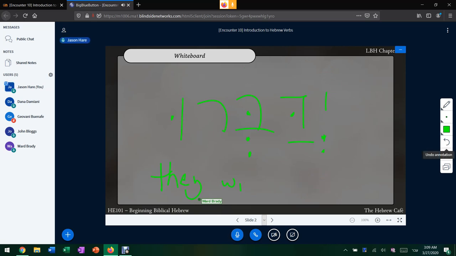When it's in pause, with etnachta or with sof pasuk, and there are a few other major disjunctives, it will become yedaberu with a long vowel that's accented. At the end of a verse, we're not going to see yedaberu, we're going to see yedaberu. Instead of yishmeru, from the verb shamar, guard, keep, with the preformative ye and the subformative u, they will keep, you're going to see yishmoru, with the long O that's accented. This is in pause, with etnachta, sof pasuk.